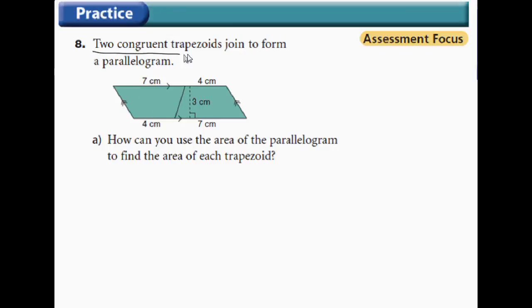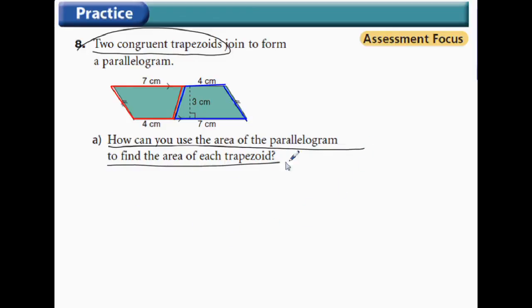So you start with two congruent trapezoids that join to form this parallelogram here. I'm going to draw them in colors so we can see the differences. In blue, here's trapezoid number 1. And in red, here's trapezoid number 2. They are congruent, which means they have the same angles, same sides, same everything. Two of them together form that parallelogram. So the question is, how can you use the area of the parallelogram to find the area of each trapezoid?